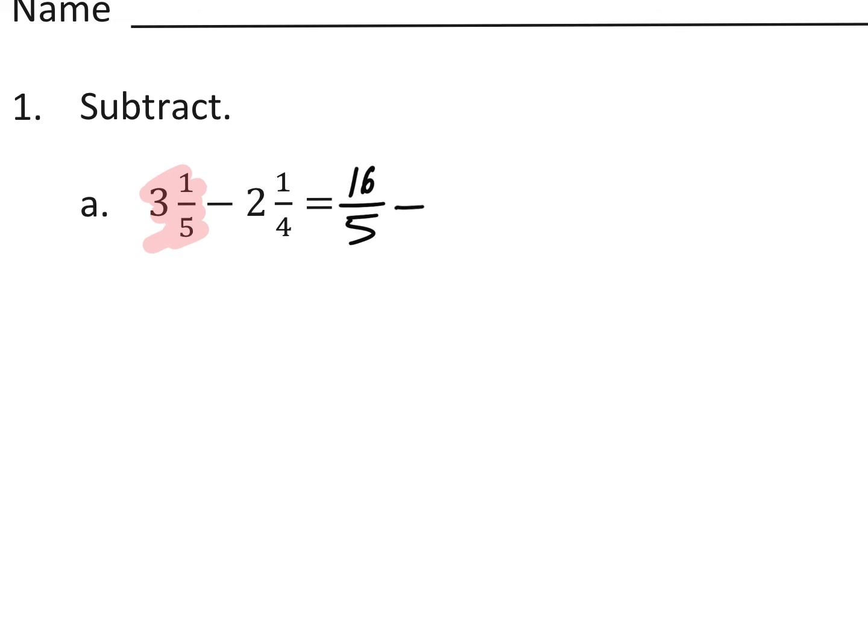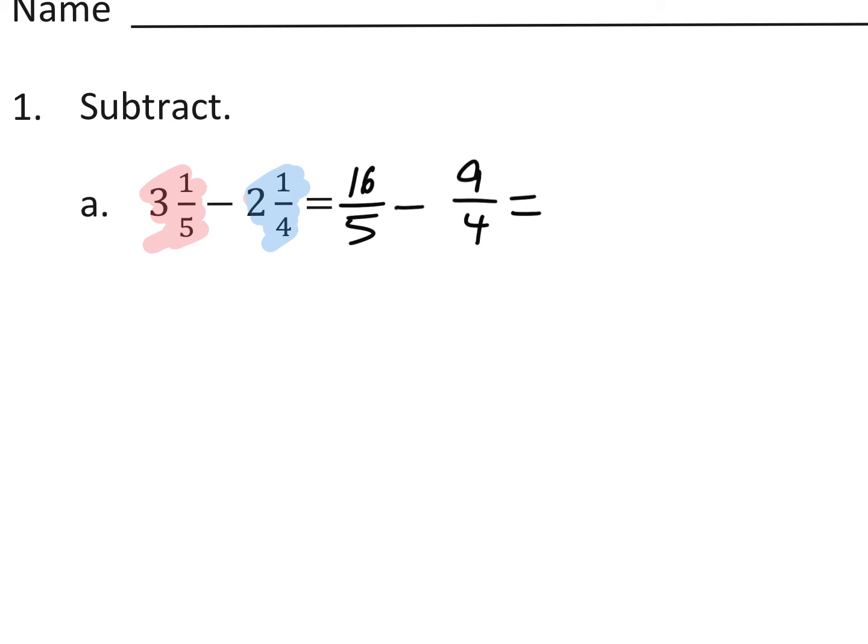And then now we got to do the 2 and, let's do it a different color, the 2 1/4. So I'm going to do 2 times 4 gives me 8 plus 1 is 9. So I have 9 what? 9/4 equals. So now I've changed them into improper fractions.